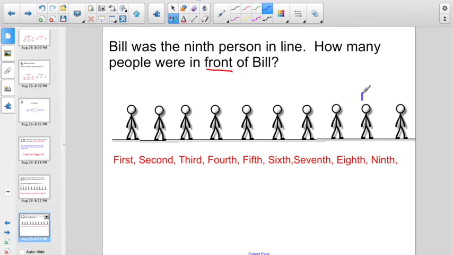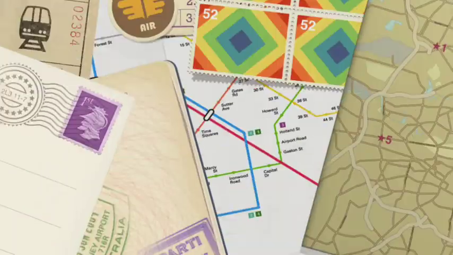So here's Bill right now. How many people are in front? 1, 2, 3, 4, 5, 6, 7, 8 people are in front of him. Whether there is 10 people in that line, if there was 20 people in that line and Bill was still 9th, he'd still have 8 people in front of him.